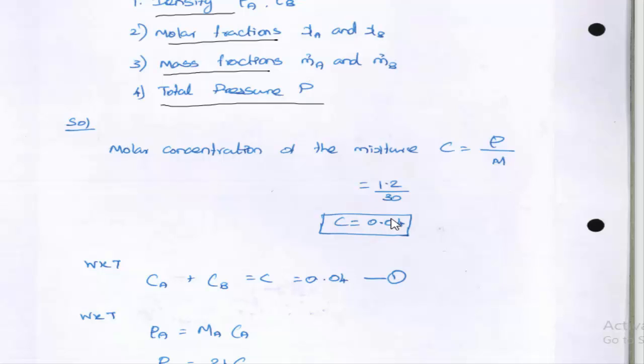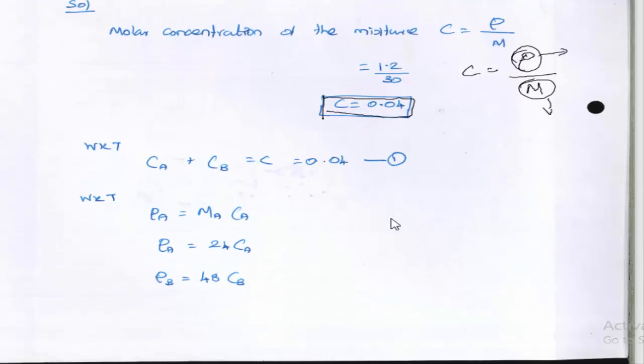So first, to find the density of each component, we find the molar concentration of the mixture. The molar concentration can be found as C equal to rho divided by M. These two values are given in the problem itself, rho equal to 1.2, M equal to 30. By using this formula you can find the molar concentration of the mixture. Now, total molar concentration of the mixture equals the sum of the molar concentrations of each component. I am writing this as Ca plus Cb equal to this value, 0.04.